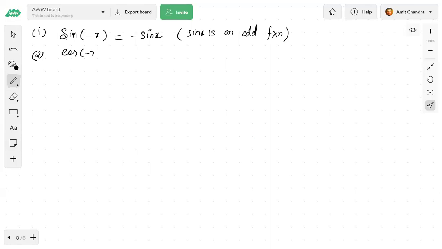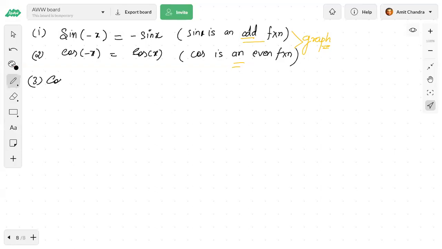Cos of minus x will be equal to cos of x. Why? Because cos is an even function. And how did we come to know that it is an odd function or an even function? Because we drew the graph. So we got these two pieces of information through graph, right? By graph we get to know that sine minus x equals minus sine x, it is an odd function. Cos minus x equals cos x is an even function. Okay, fine, very good.